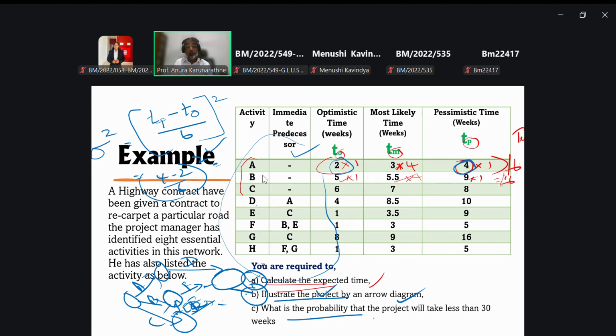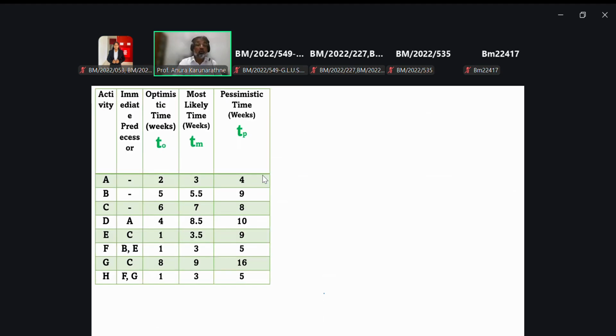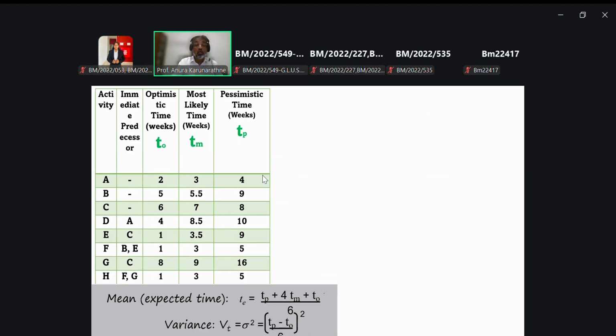Then the third part, the probability that the project will take less than 30 weeks, right? That is the next one, right? So how to do this task? Now, the first task is to obtain the expected time. So I think you already obtained the expected time here. So how to obtain the expected time? Please tell me the way of obtaining it.